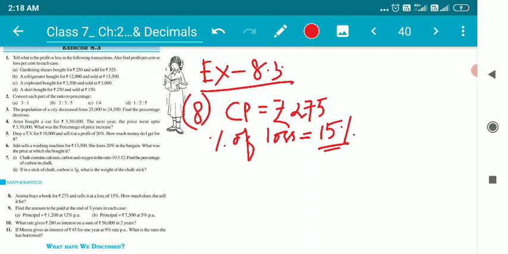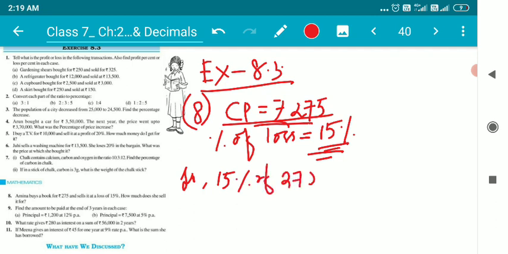Children, as we all know, every calculation is based on cost price. So as she made a loss, and the percentage of loss was 15%, let us find out what is 15% of 275. Okay, let us find it out first. 15% of 275 is 15 by 100 into 275. Okay, let us have a calculation, children.